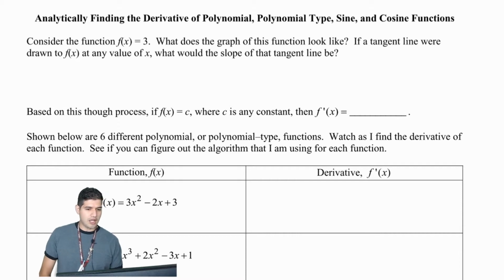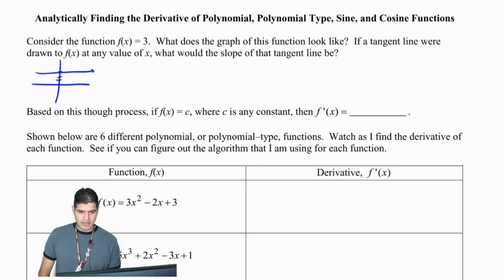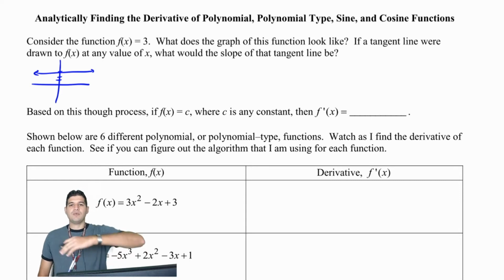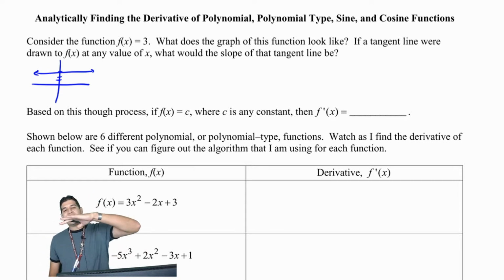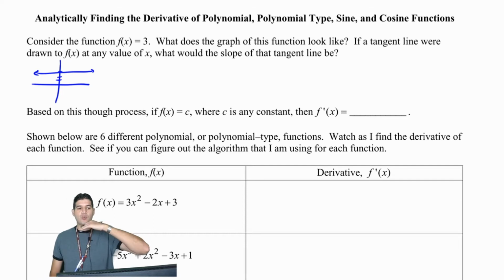So I'm going to draw just a quick graph here. And I'm going to go up 1, 2, 3. And so the line that I draw is going to be up right there. So that's going to be my function. And you want to think, okay, with that line that I just drew, what is the tangent line at any of those points across?